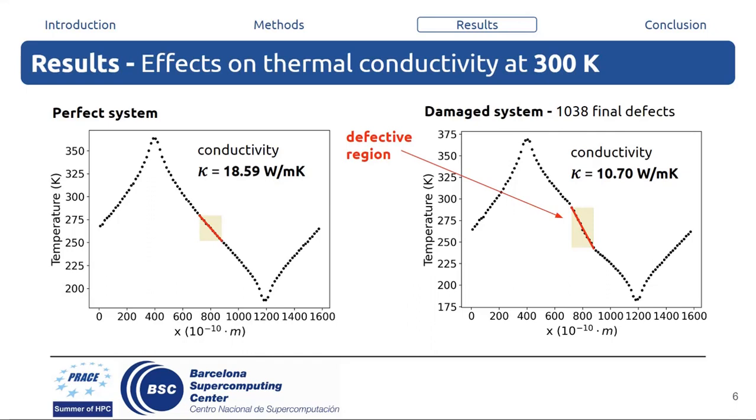In the undamaged region, we observe a smooth temperature gradient from the hot to the cold region. In contrast, in the damaged system, a clear change in the slope of the temperature gradient can be seen. This indicates poorer thermal conductivity. The perfect system exhibits a thermal conductivity of 18.59 watts per meter Kelvin, while the damaged system has a thermal conductivity of only 10.7 watts per meter Kelvin.